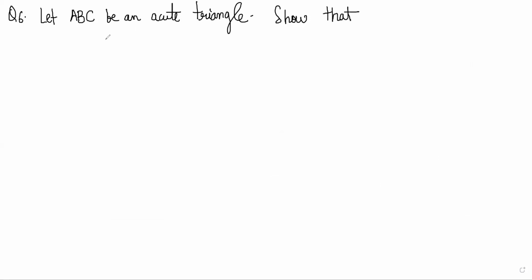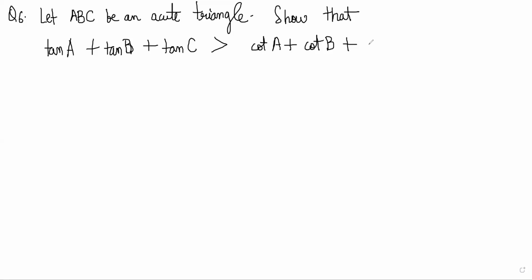Question number 6. In this question, we have let ABC be an acute triangle. We need to show that tan A plus tan B plus tan C is greater than cot A plus cot B plus cot C. It's a pretty straightforward problem.